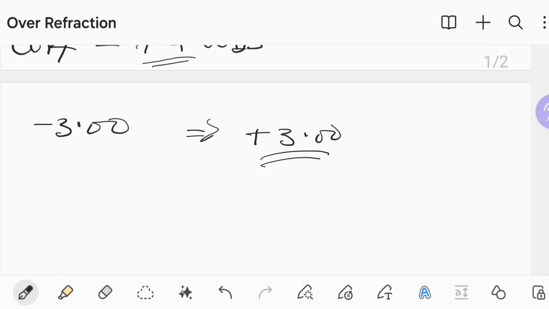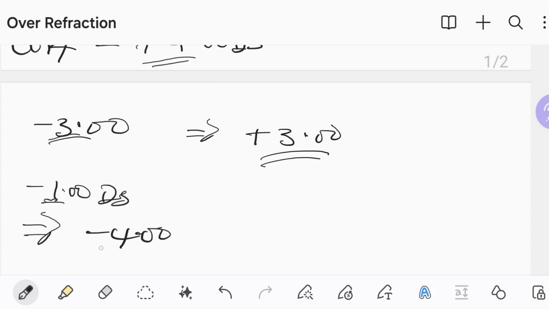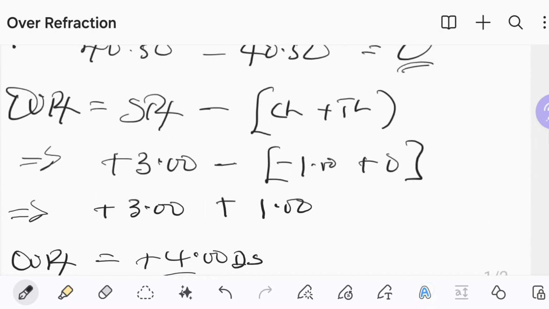Then when you add a minus 1 DS on this eye, the total value on that eye will be minus 4. So when an eye is minus 3 and you put a minus 1 contact lens on that same eye, the total power of that eye at that moment will be minus 4. For you to neutralize this minus 4, the total over refraction you will now have in this case will be plus 4 diopters. This is what actually happened here.